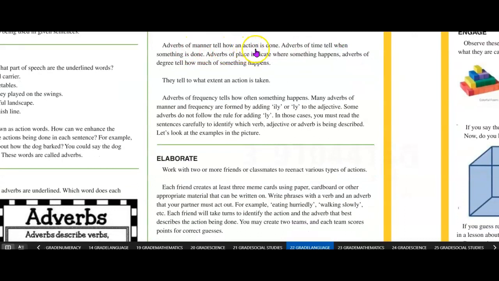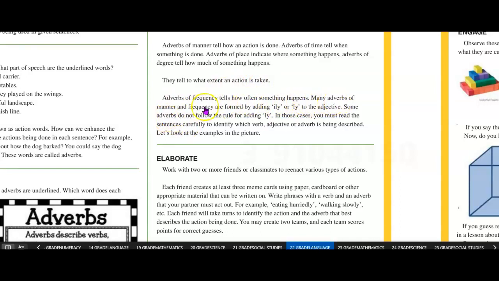Adverbs of manner tell how an action is done. Adverbs of time tell when something is done. Adverbs of place indicate where something happens. Adverbs of degree tell how much of something happens. They tell to what extent an action is taken. Adverbs of frequency tell how often something happens.